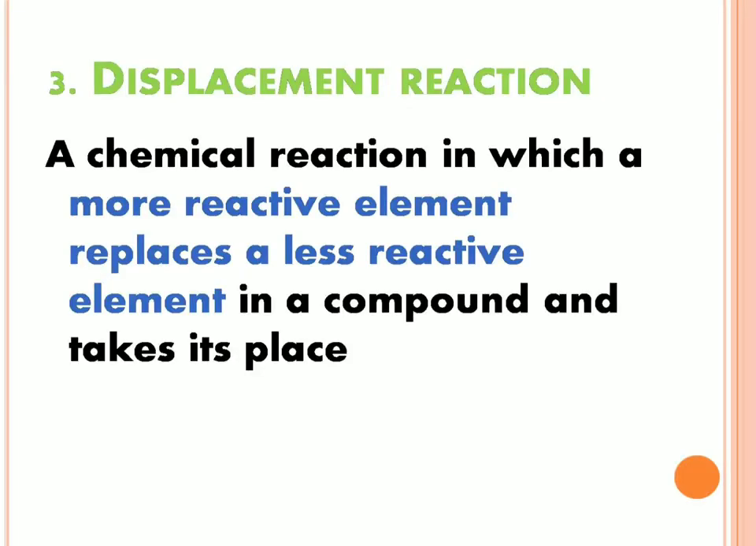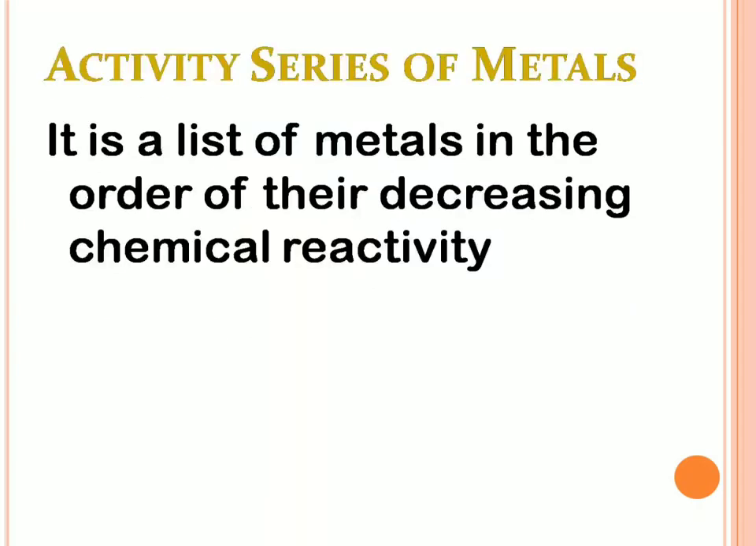Therefore, a displacement reaction is defined as a chemical reaction in which a more reactive element displaces a less reactive element in a compound and takes its place. But here the question is, how do we know which element is more reactive and which is less reactive? To answer it, we have the activity series of metals. The activity series of metals is a list of metals in the order of their decreasing chemical reactivity.